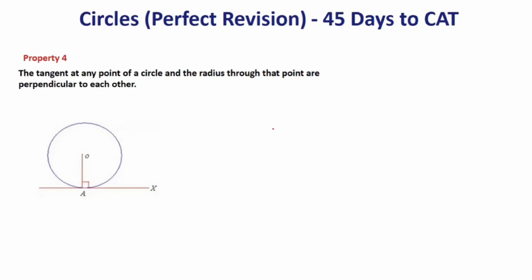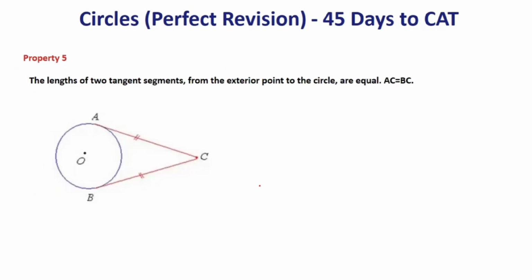Fourth property, which is quite simple: if you have a circle and you have a tangent, the tangent is always perpendicular to the radius at the point of contact. From any external point, there are only 2 tangents possible to a circle and both the tangents are equal in length. I hope this is clear to you.